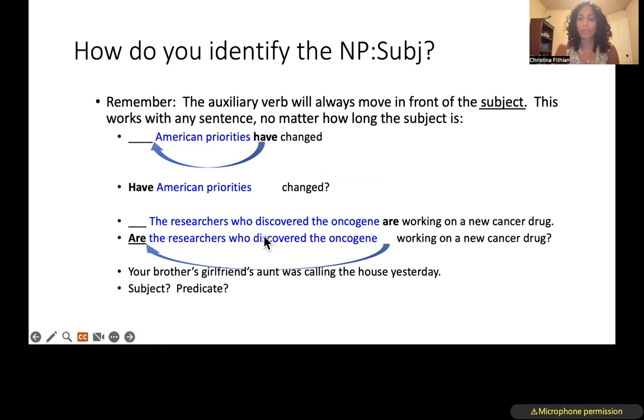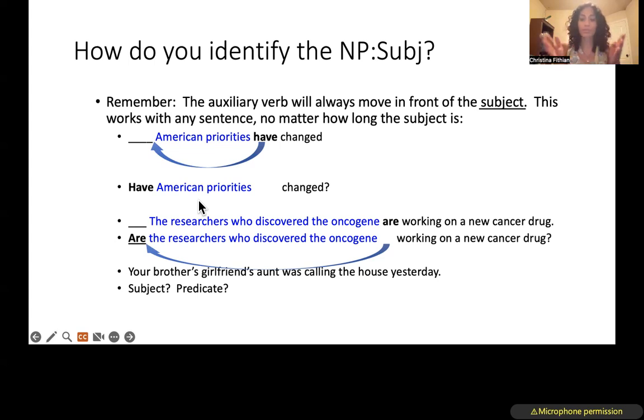So once again, let's say I'm looking at a sentence and I'm not really quite sure what the subject is, or maybe how long the subject is. Well, I can use this exact same test to identify subjects. So let's say I have the sentence, American priorities have changed. Now, in this instance, I'm not sure what my subject is, but to make it a yes/no question, I'm going to move have, and I get, have American priorities changed? Now, right away, because I have moved the auxiliary verb around the whole subject, that basically outlines the entire subject for me. And I can see that American priorities is the subject here.